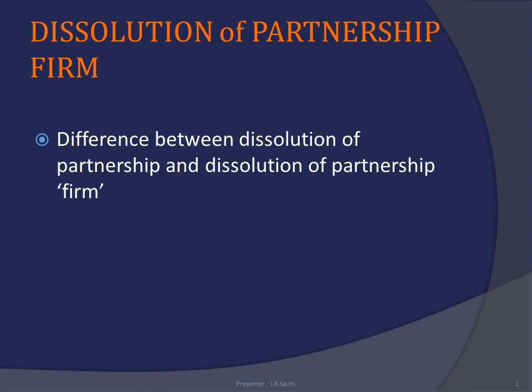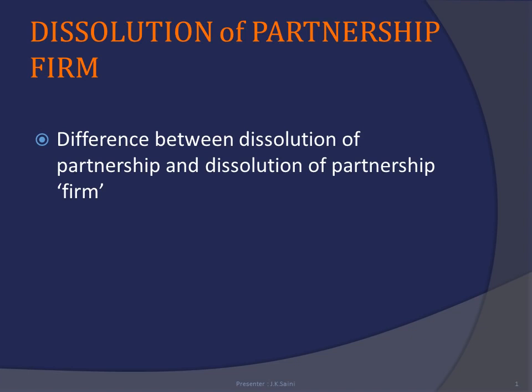Dissolution of partnership and dissolution of partnership firm sometimes look very similar, but in accounting sense these two are very different. We say there is a dissolution of partnership when a new partner is admitted, or a partner retires, or there is a death of a partner. The constitution of the partnership changes. Even during the change in profit ratio, we say it is dissolution of partnership. Business, however, continues.